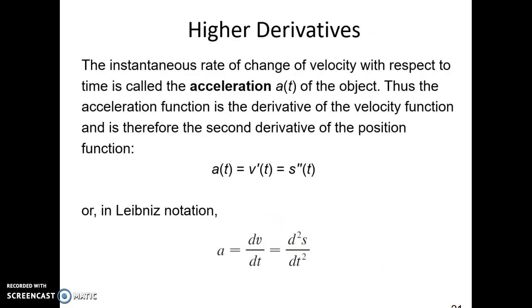The instantaneous rate of change of the velocity with respect to time is called the acceleration, a of t, of the object. Thus, the acceleration function is the derivative of the velocity function, and therefore the second derivative of the position function. So, the acceleration function is always thought of as the derivative of the velocity function, or the second derivative of the position function. If we use Leibniz notation, acceleration equals the derivative of velocity or the second derivative of position.